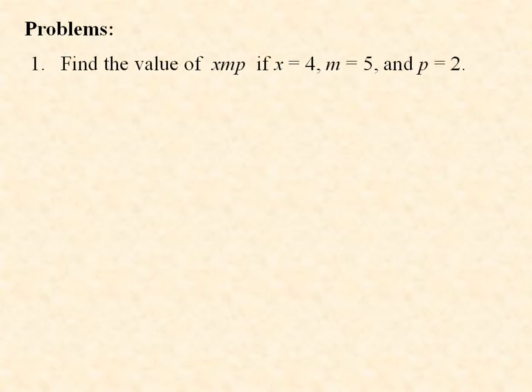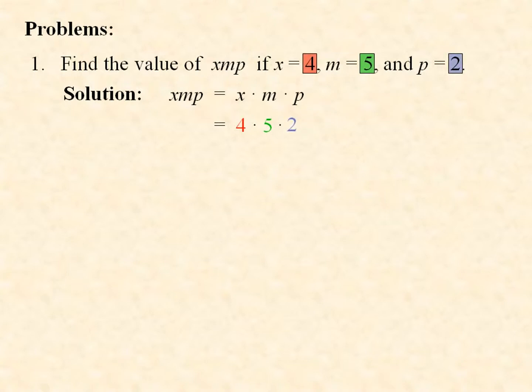Here are some problems. First one, find the value of xmp if x is 4, m is 5, and p is 2. Well, xmp means x times m times p. And so if we put the numbers in, we have 4 times 5 times 2. And so we have 20 times 2, 4 times 5 is 20, which is 40.